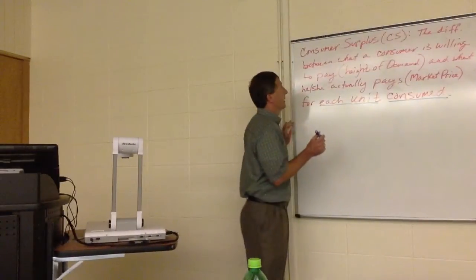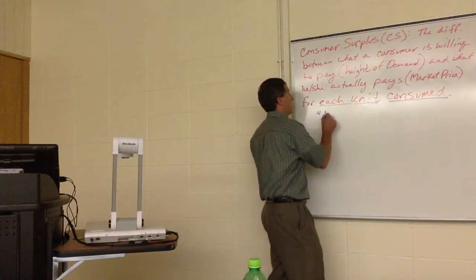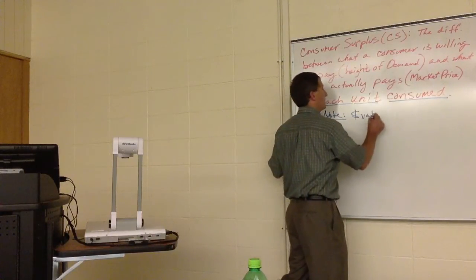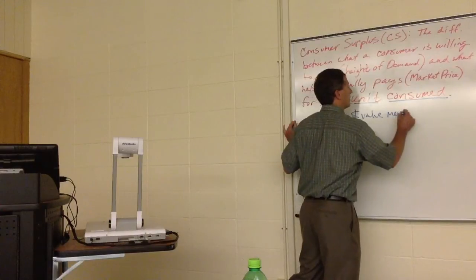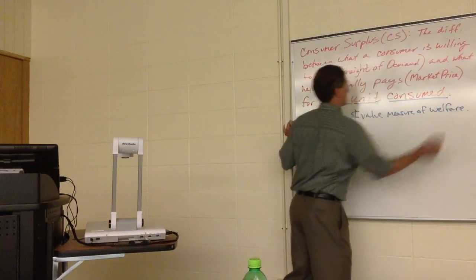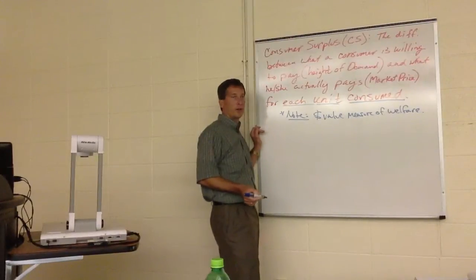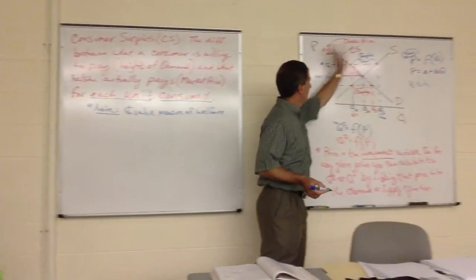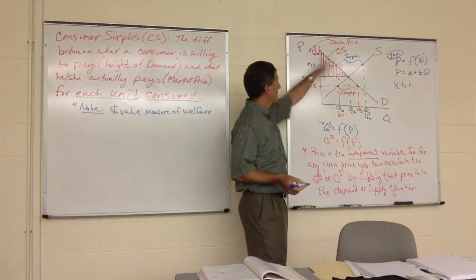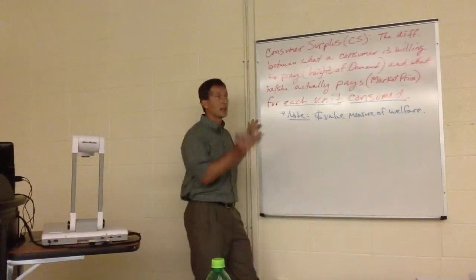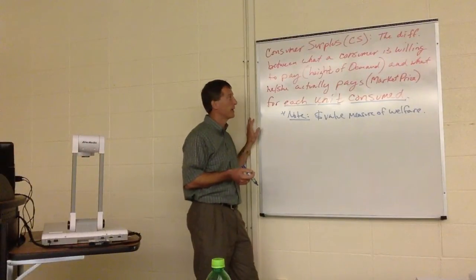And another highlight, or maybe a thing to note here, is that it's a dollar value measure of welfare. It's a dollar value measure of welfare. Because when you calculate that area, it's price times quantity, or it's dollars times quantity. So it actually gives you a dollar value measure, not utility in contrast, or benefits or something.